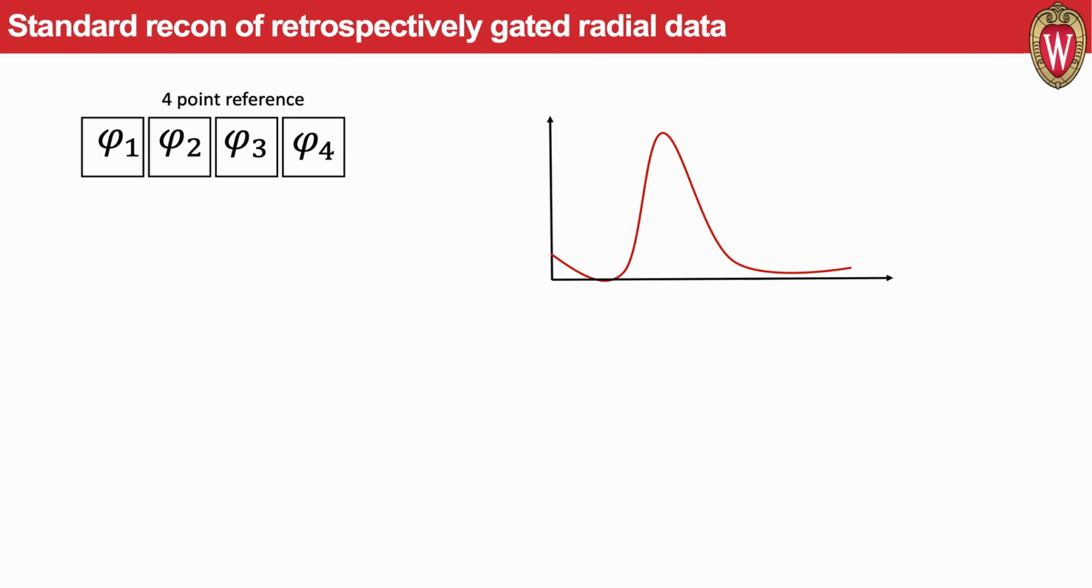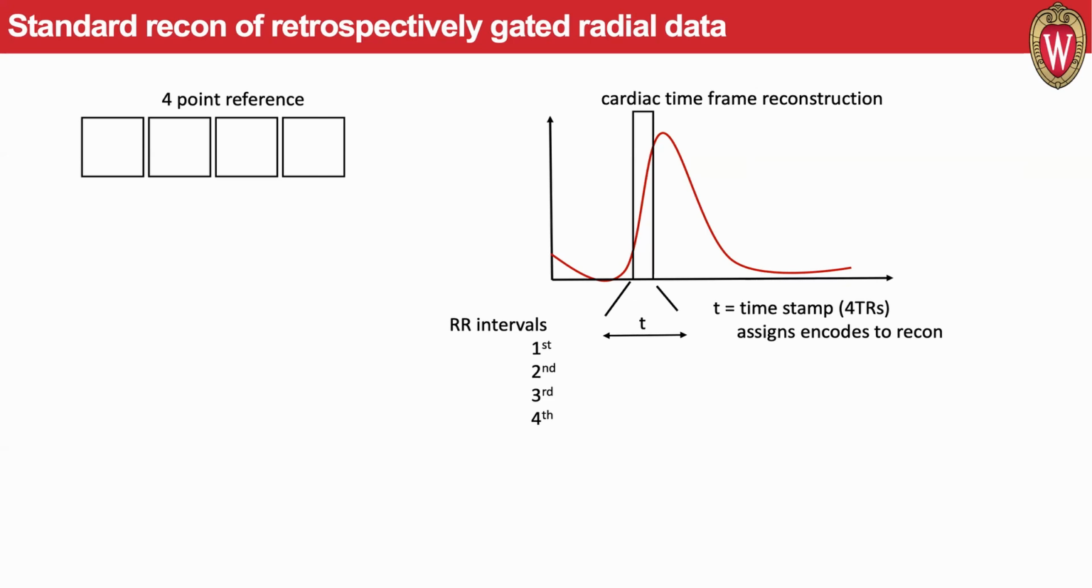So here we have a standard 4D-Flow recon. We usually acquire 4 measurements to encode velocities in X, Y, and Z, and 1 measurement to remove the background phase. And in this example, we are using a 4-point reference velocity encoding scheme. And here we have a cardiac waveform that we want to reconstruct. So we start dividing the cardiac cycle into multiple bins where data will be shared on average. And then we define a timestamp long enough to include all 4 encodes. And this is used to assign projections to bins during the reconstruction.